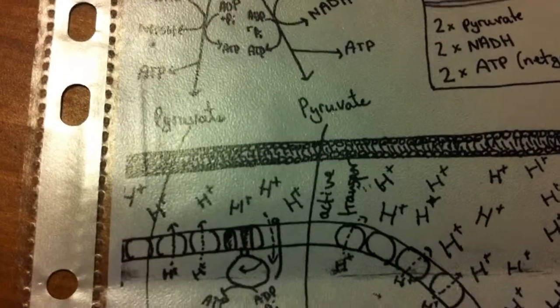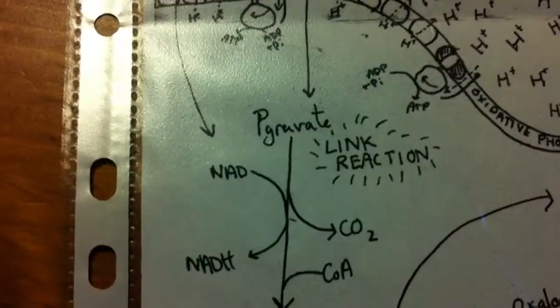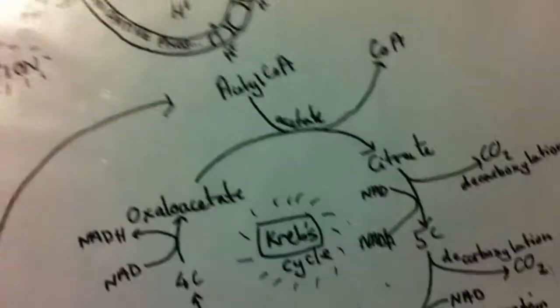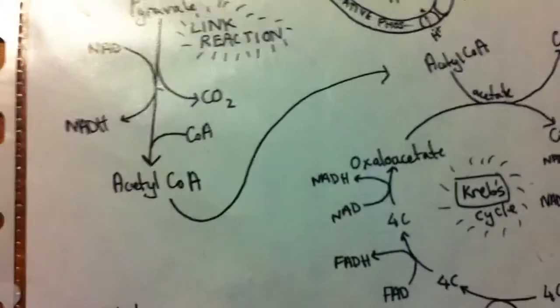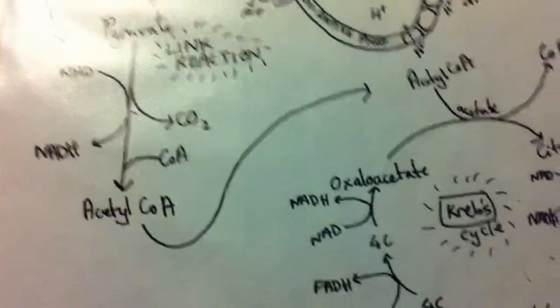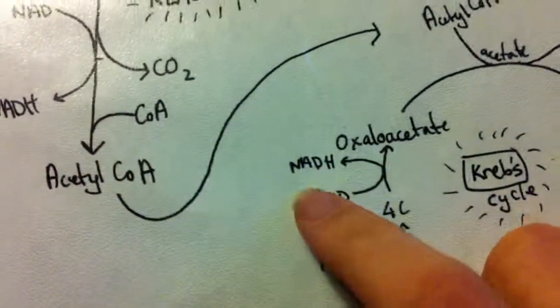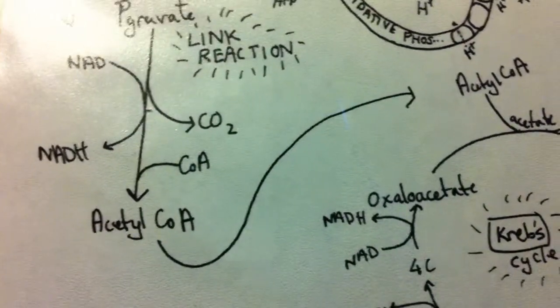Okay, so after we've got our pyruvate, we then need to add it to the Krebs cycle. First of all it goes through the link reaction, and then we have the beautiful Krebs cycle. And the whole point of all of respiration, up to oxidative phosphorylation, is to get as much reduced NAD as possible, because that's how we can make our ATP during oxidative phosphorylation.